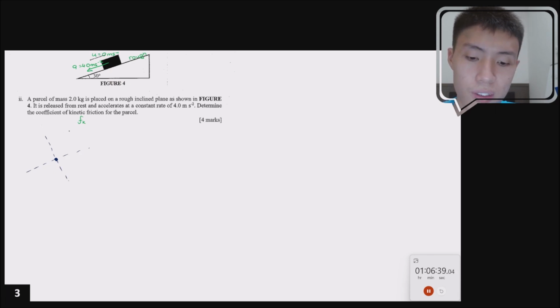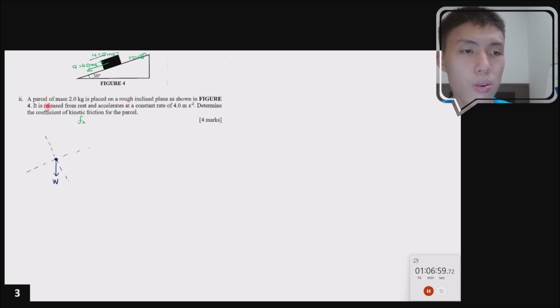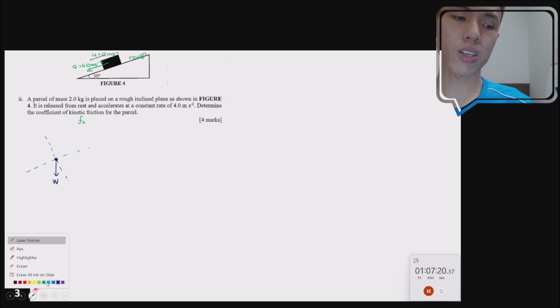So we ask ourselves 5 questions. Does the parcel have mass or not? Yes, it has mass, therefore it is experiencing weight. Next question, is the mass connected to any strings, ropes or cables? Not connected, therefore no tension. Third question, are there any forces explicitly mentioned in the question or in the diagram? If you read through the question and look at the diagram, I believe they didn't mention any external forces. Question 4, is the parcel in contact with any surface or not? Yes, it is in contact with the rough inclined plane. So because it's in contact, there will be a normal force. Normal force should always be perpendicular to the surface.